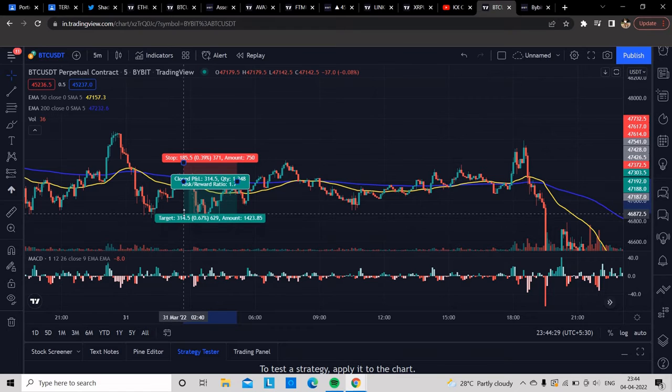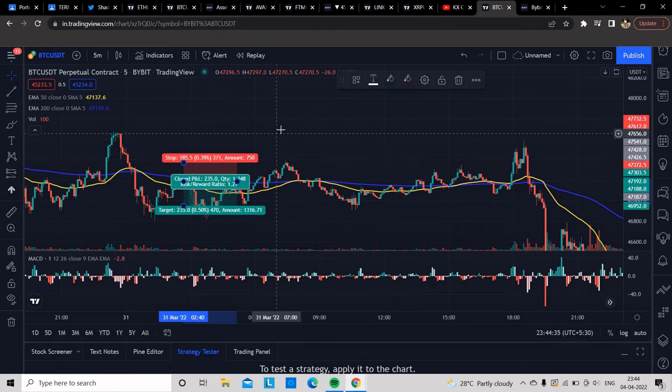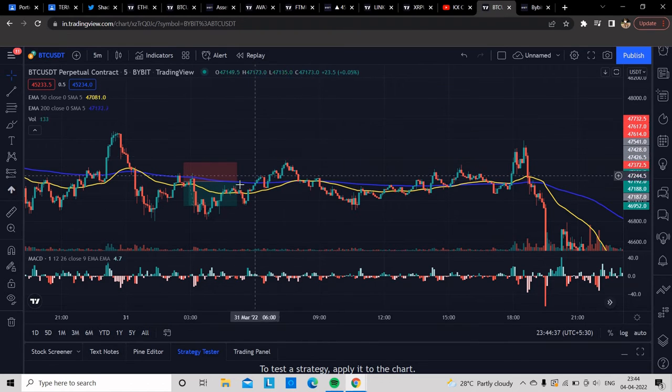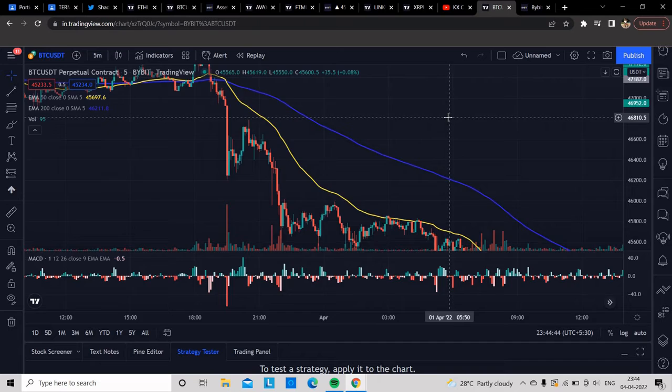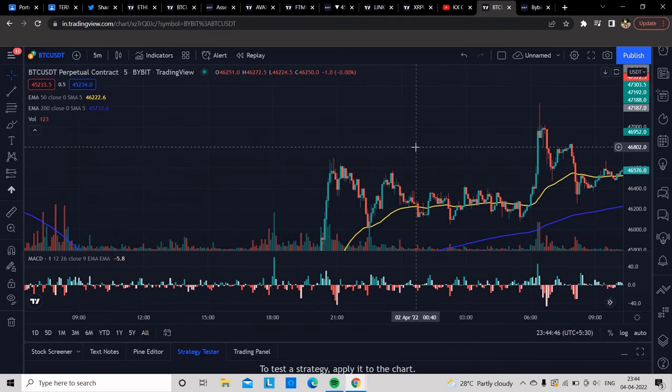So yeah, 0.5% TP. Successful trade, as you can see. Now I would stop trading over here and wait for the price action to go either up or further down. Oh yeah, it went further down. But yeah, that's how this strategy basically works.